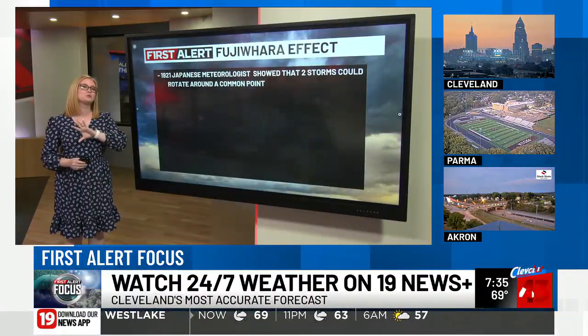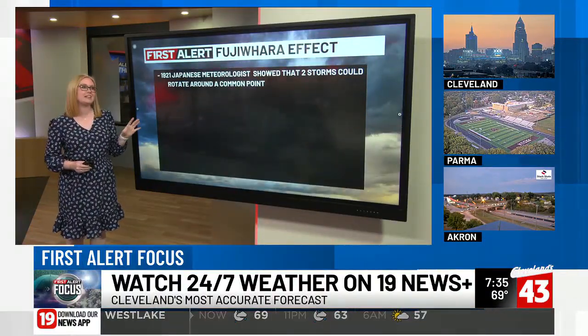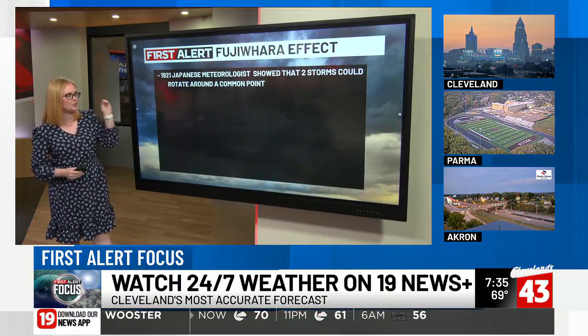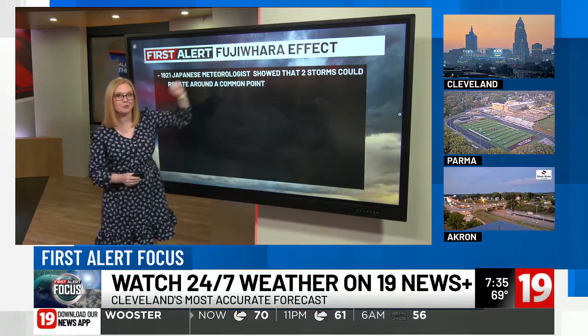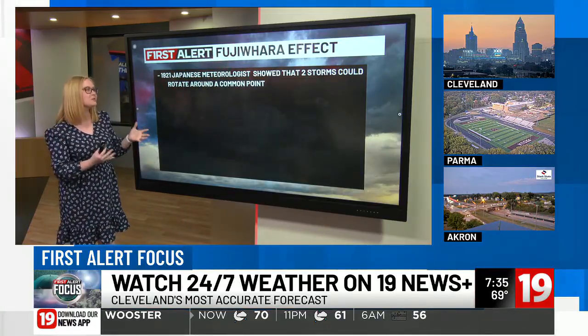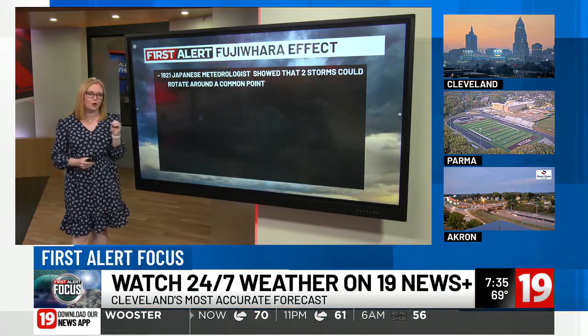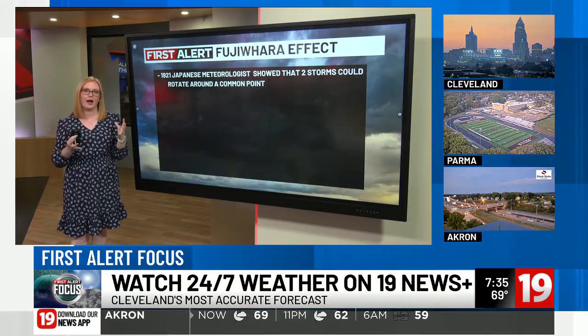It's actually a term that goes back into the earlier part of the 1900s. It was 1921 where a Japanese meteorologist, his last name was Fujiwhara, so that's how it was named. He basically showed that two storms could essentially rotate around a central point.